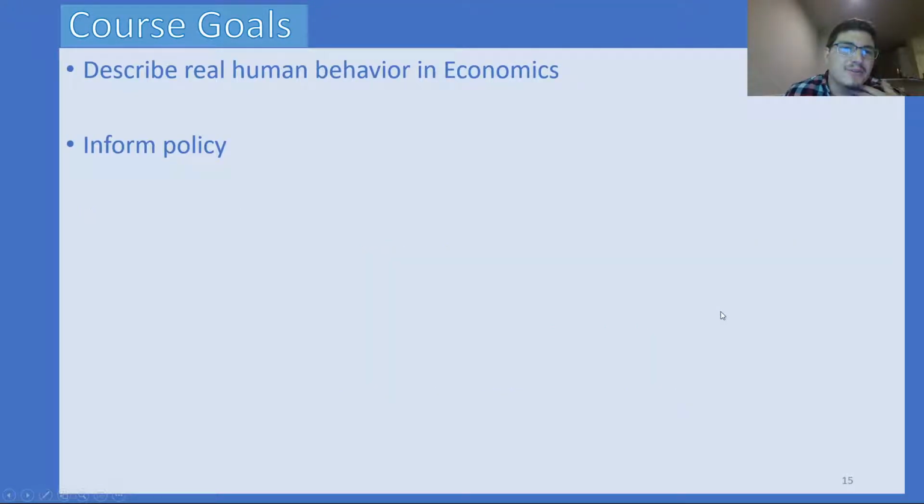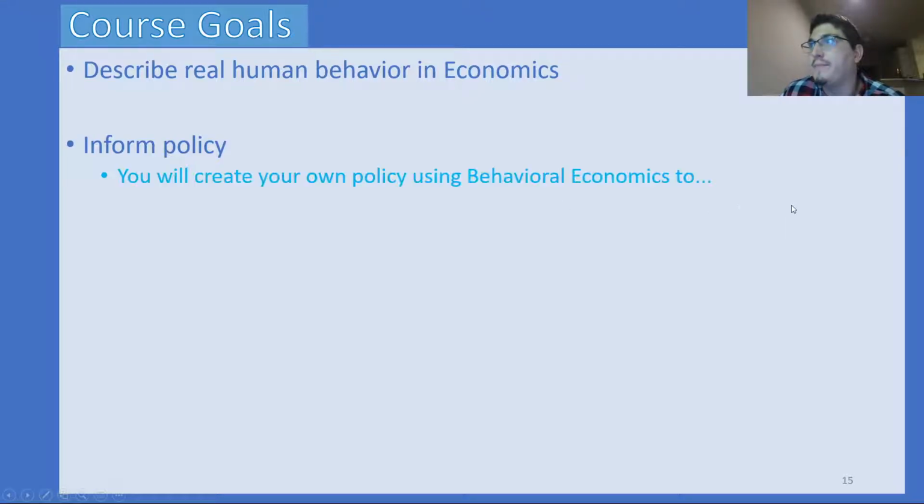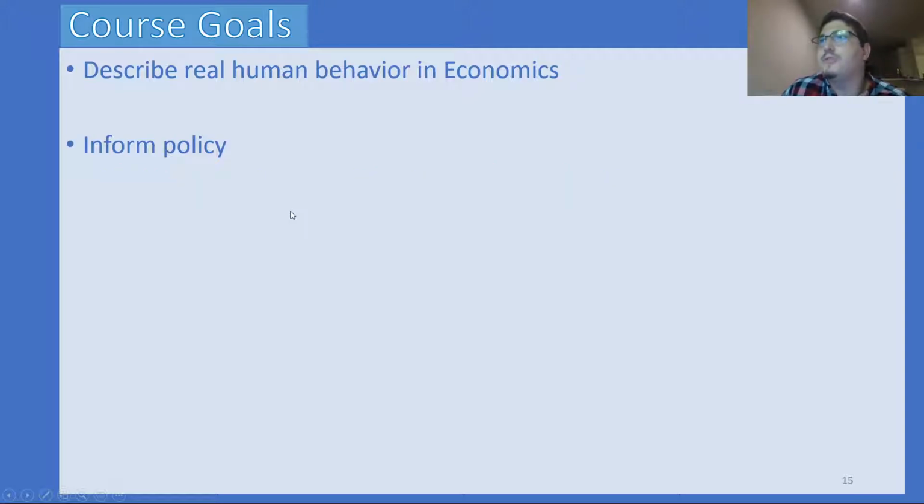And of course, the course goals. It's to describe real human behavior in economics. Again, inform policy. As a part of teaching this course, I have students write policies using behavioral economics. This tends to be a really good application of behavioral economics, and students do really well with this stuff. I actually just had students inform real policy, a real policy that went into action in a few firms. They won some national competition with their policy for the course. So there's some pretty relevant stuff here.